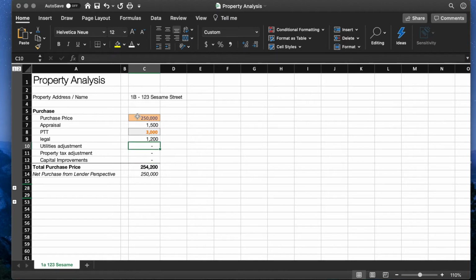Two other items that people very rarely account for in their proformas are utility adjustments and property tax adjustments. Your property taxes are for one fiscal year from January to December, but you actually pay them in July, halfway through the year, for that entire year. If you purchase a property partway through the year and the taxes haven't been paid yet, there's a portion of the taxes that the vendor should be paying, but you're going to pay them on their behalf.